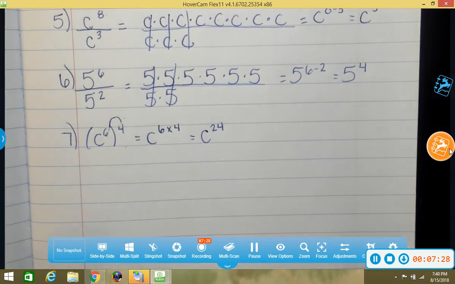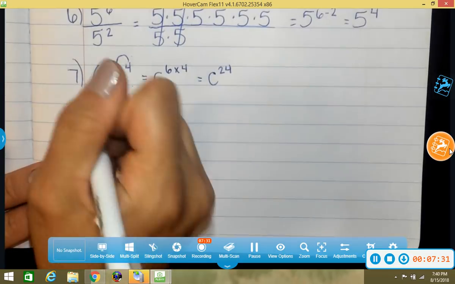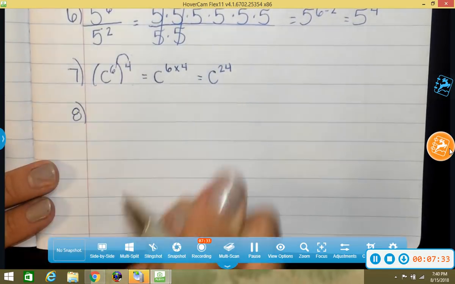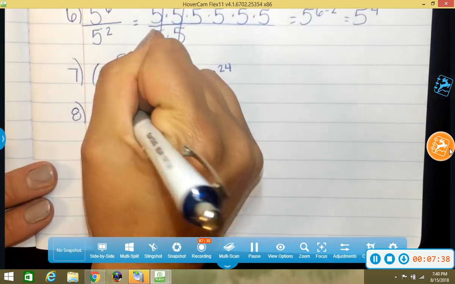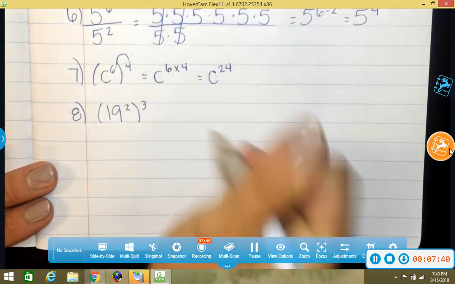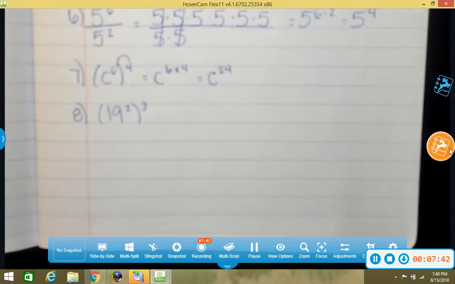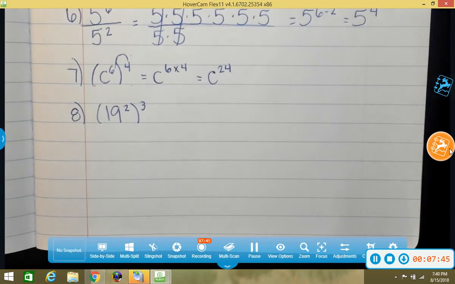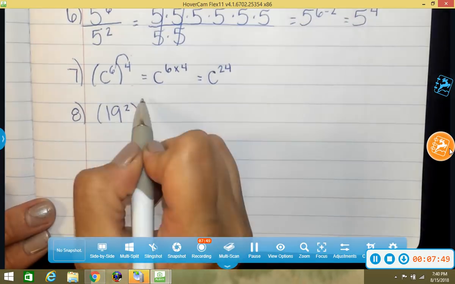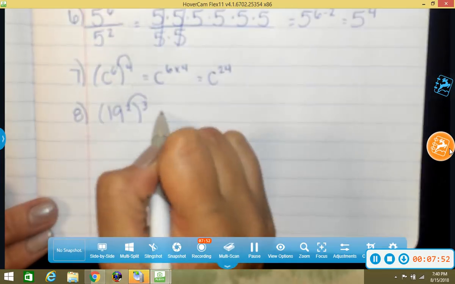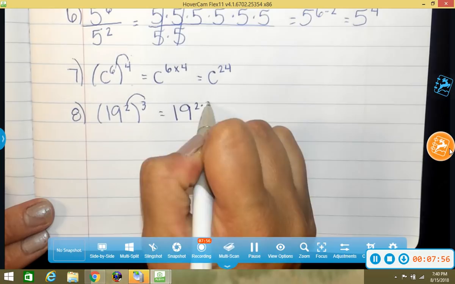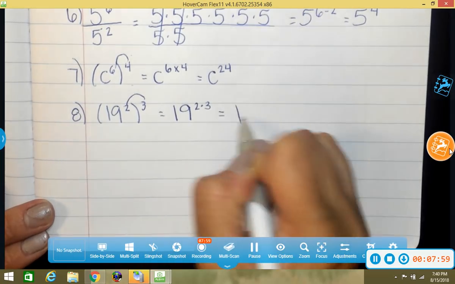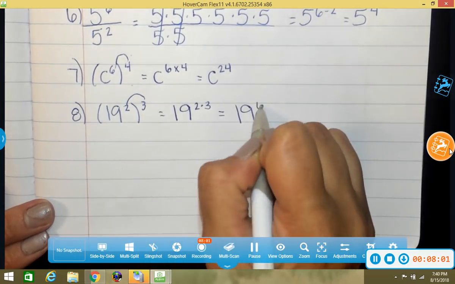Okay, here's one for you to work on. It's going to be 19 squared to the 3rd power. Go ahead and pause it and do this one now. Okay, again, this is a power to a power, so we know that we're going to multiply. Our base stays at 19, and it's going to be to the 2 times 3 power, and 2 times 3 is 6.